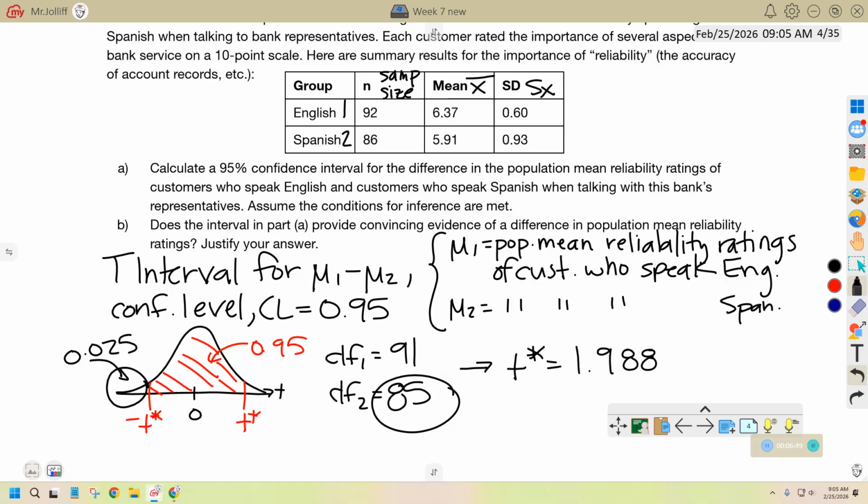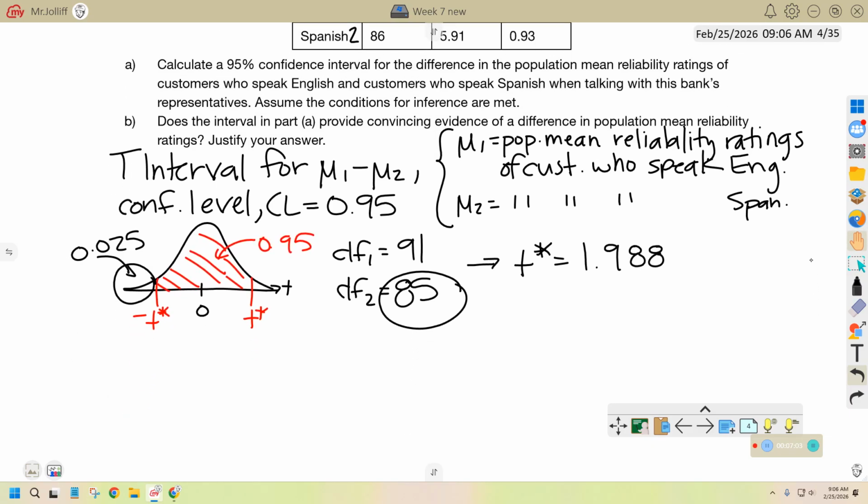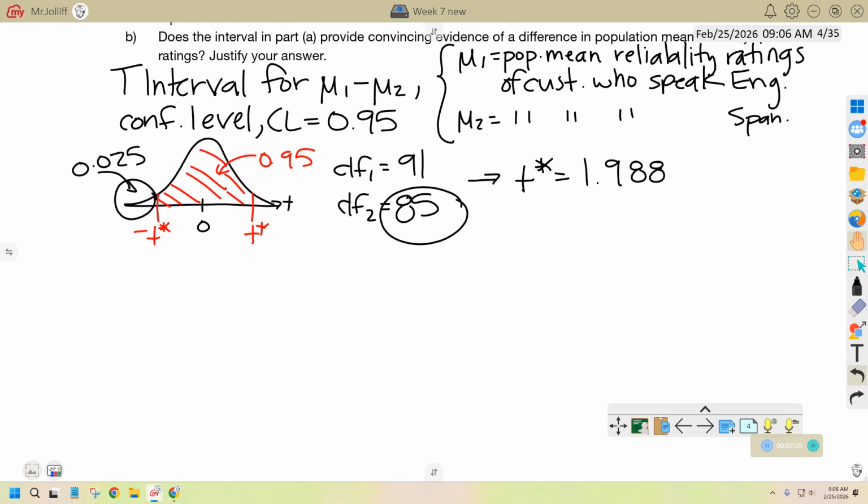Mario, what comes next? You did the state step. What comes next? Conditions. Very good. The plan step. We've got to check those 3 conditions. I know they said to assume, but we never assume. We're going to do the whole state, plan, do, conclude for practice. So we're going to do our checks. We have 3 of them.